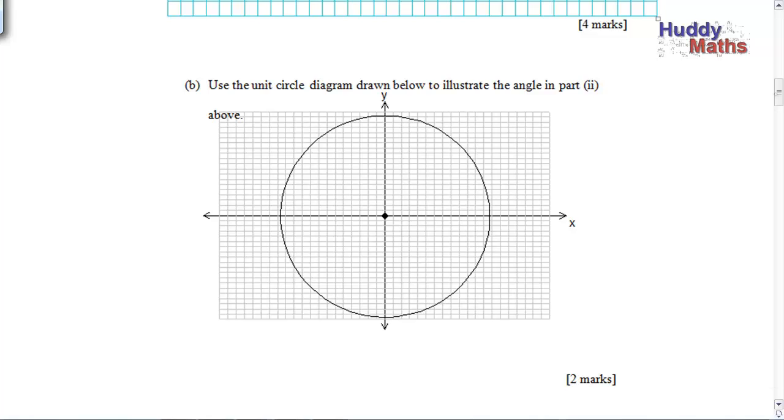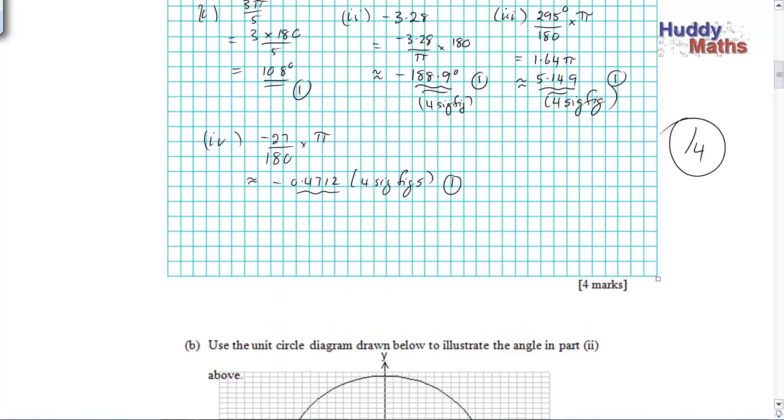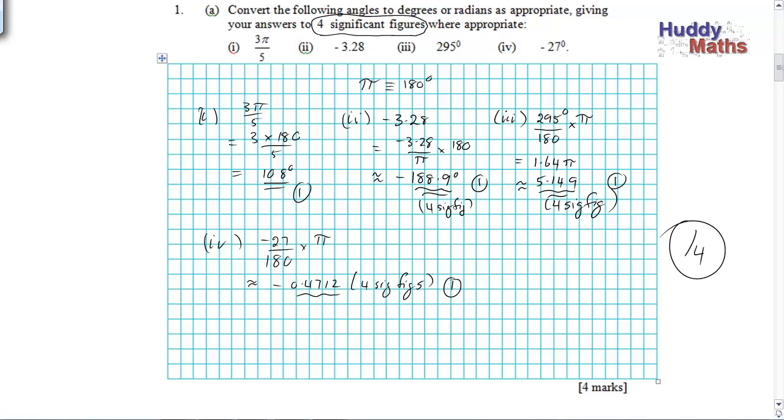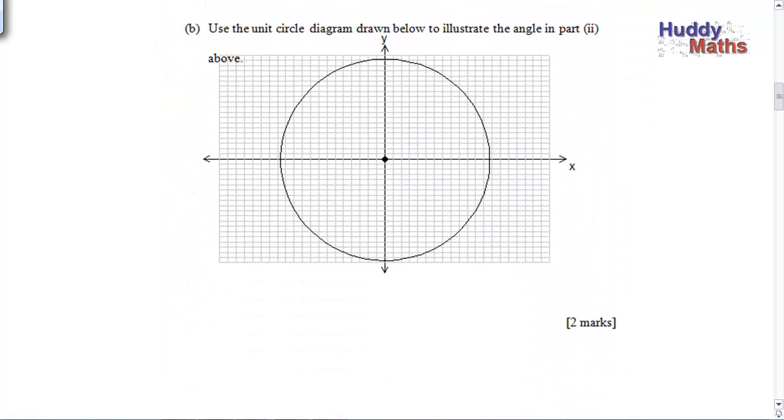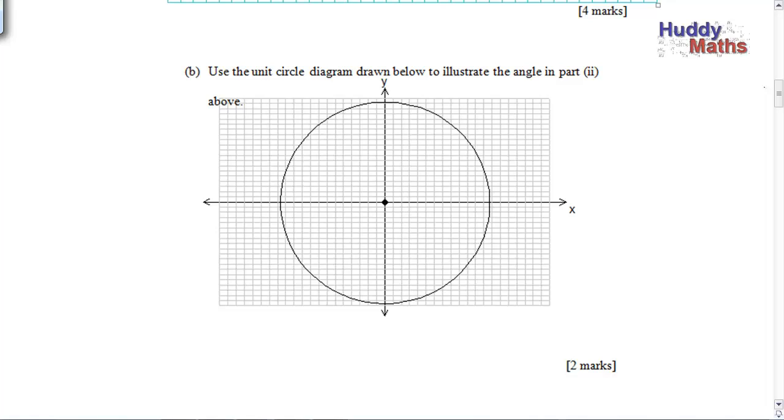Well, hang on. I've forgotten what the angle in part 2 is, mate. Let's go back up here. The angle in part 2 is neg 3.28 or neg 188.9 degrees. Well, I think 188.9 degrees is easy to think of. Just watch the negative, though. Do you remember coming around the unit circle now? Negative is in this direction. So neg 180 is over there, and it's about 8.9 past.